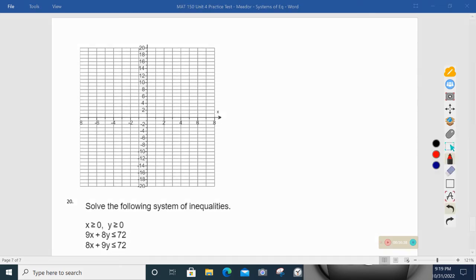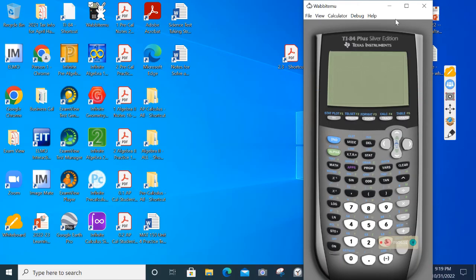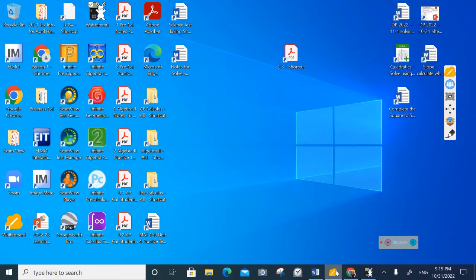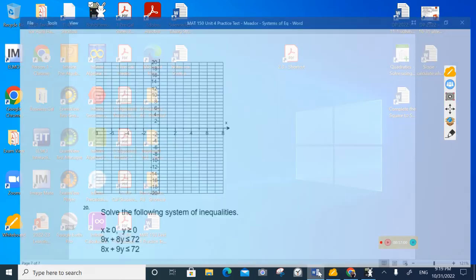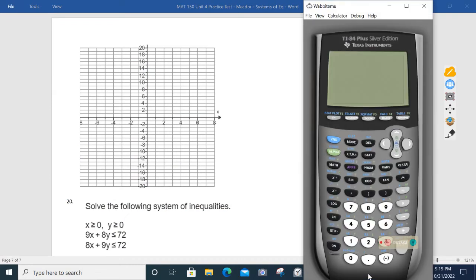So our first inequality, let me see if I can pull up the calculator again. All right. All right. So my first inequality, turn the calculator on, and it's not working, of course.